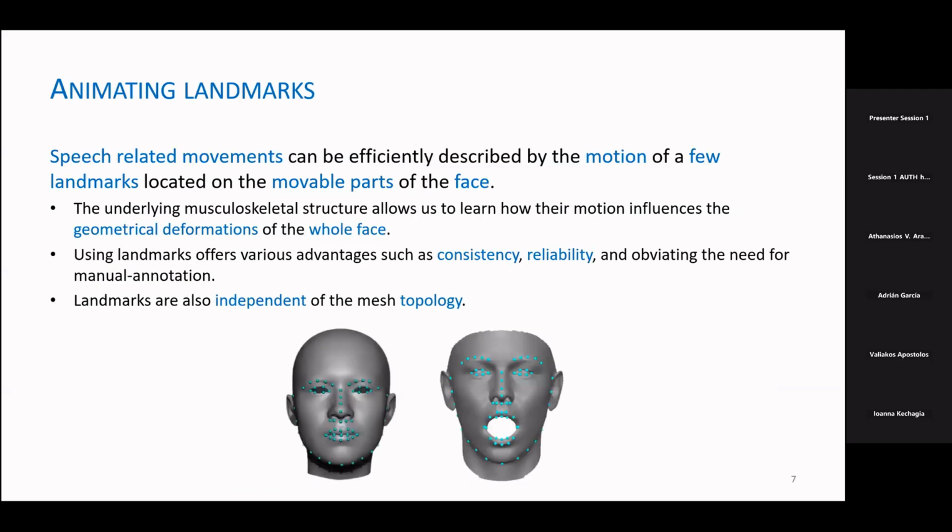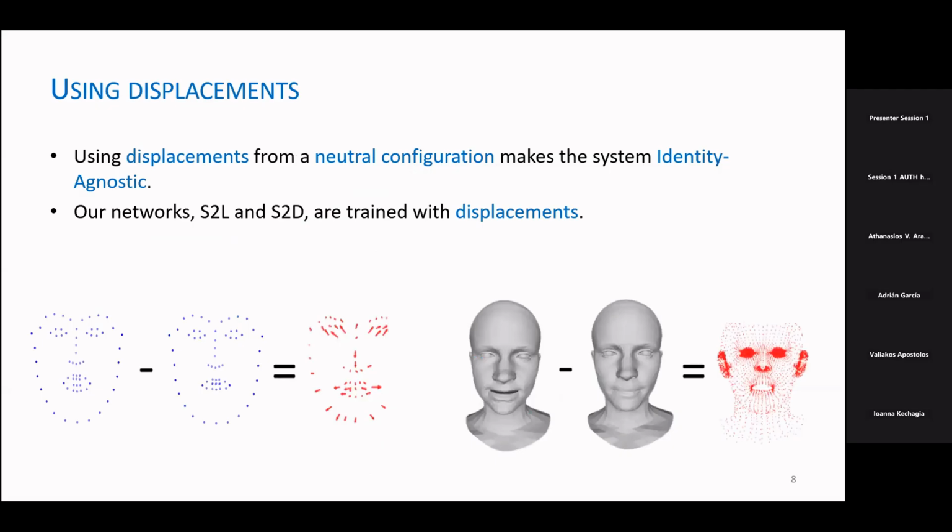Here you can see the first idea, that of using some landmarks of the face. They are positioned around the mouth, but not only around the mouth, also in several other relevant parts of the face. Working with landmarks has some advantages because landmarks are independent from the topology of the face. We can assume that if we are able to locate them, they are independent from the tessellation of the 3D shape. And here you can see the other idea, that of working with displacements.